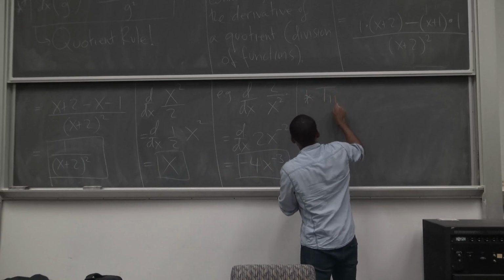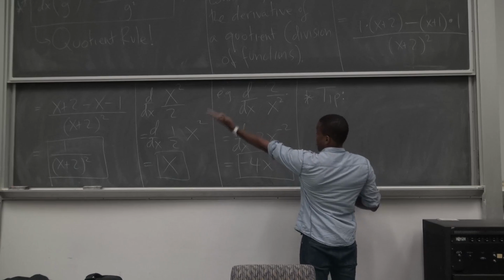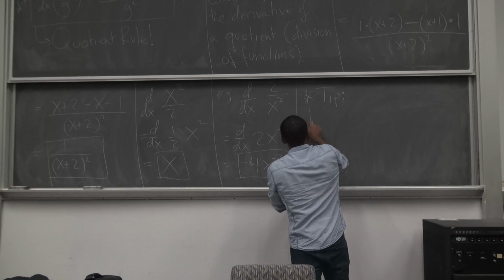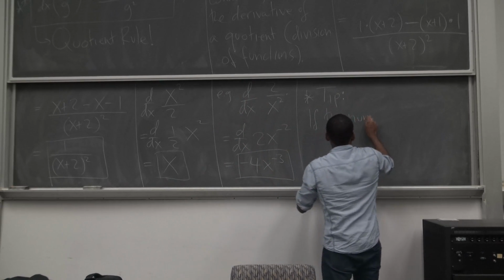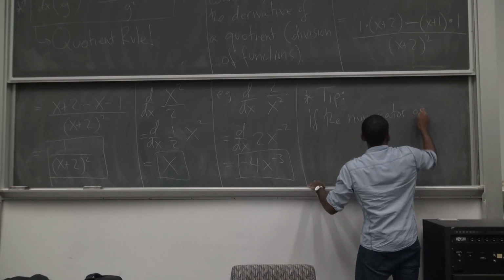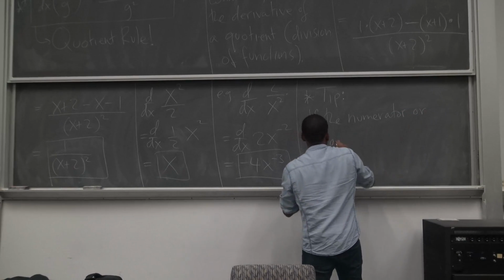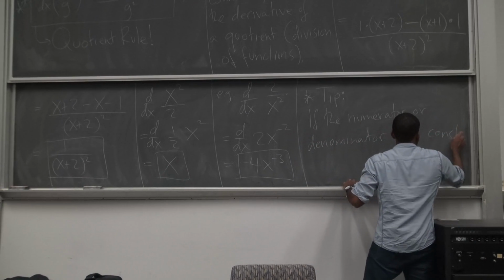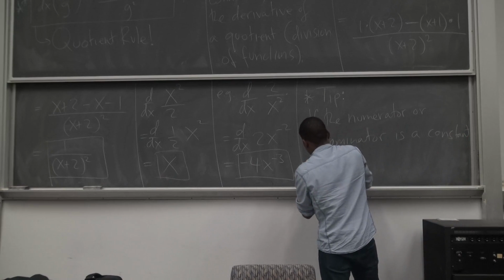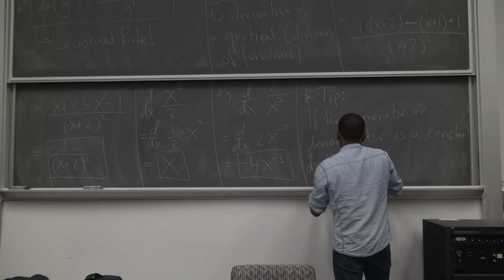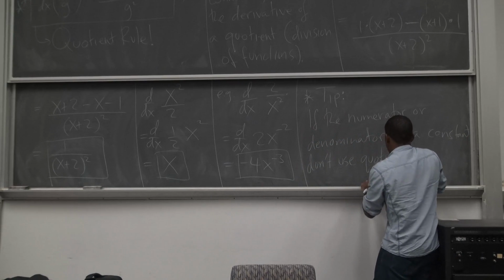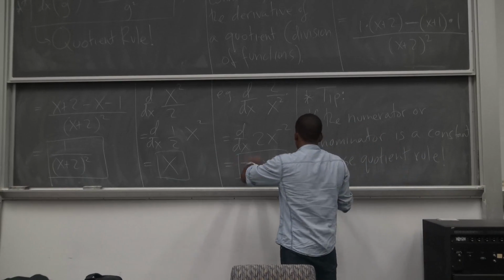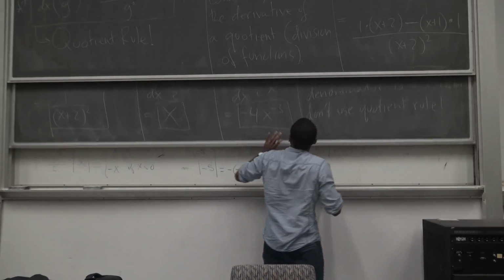This is just a tip. You can do the quotient rule on that if you want, but if you get it wrong, no mercy. So tip: if the numerator or denominator is a constant, don't use the quotient rule. I've seen people use it in simple situations like this, and it just messes them up.